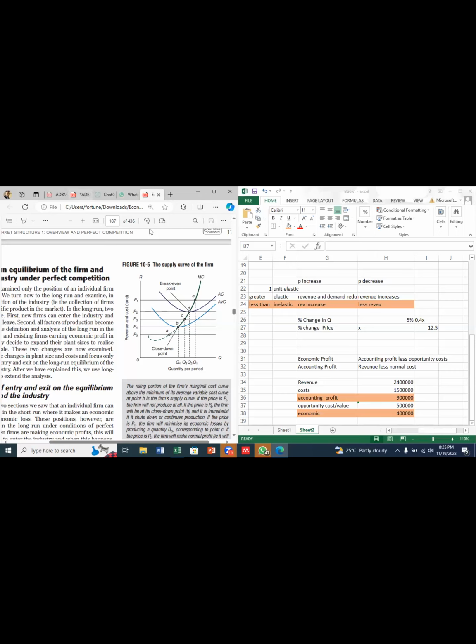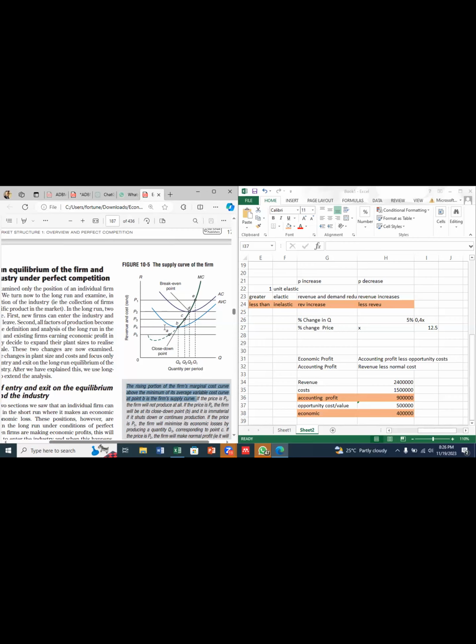So this one I don't get it. Okay. I even wrote on my thing, ask tutor. I don't understand that question. Okay. Yeah. So you see the statement written there. The rising portion of the firm's marginal cost curve above the minimum of the average variable cost curve at point B is the firm's supply curve. That statement there.